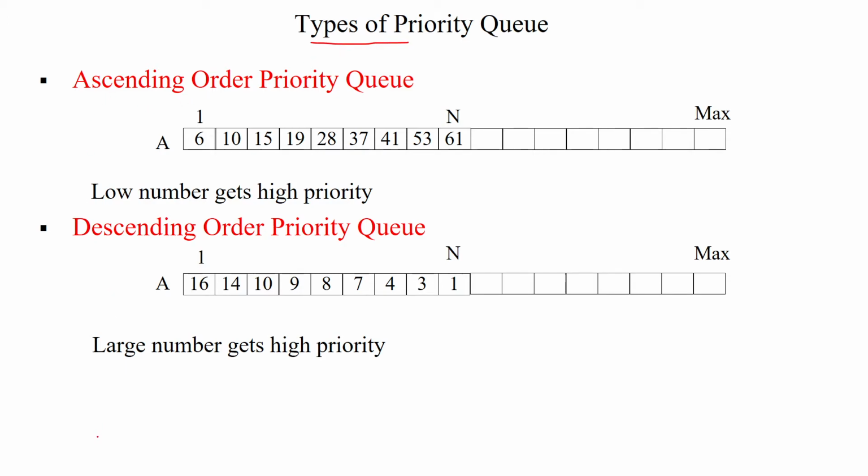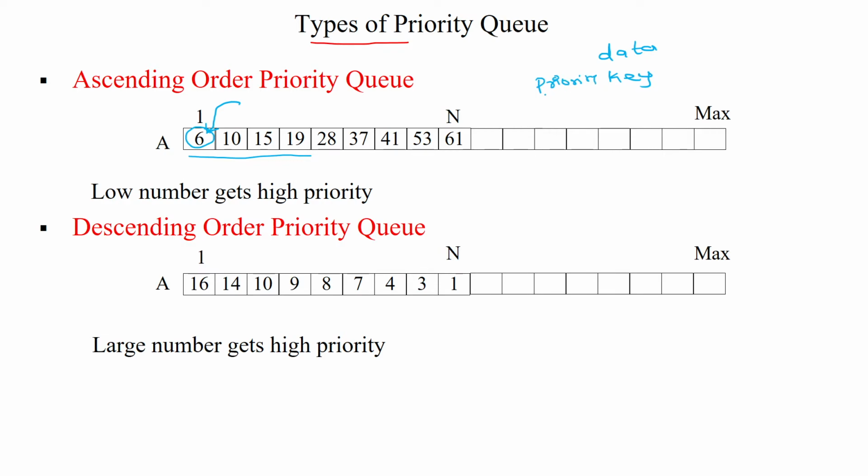Ascending order priority queue. In the ascending order priority queue, the values will be arranged in ascending order based on the priority key. Again, here the value itself is acting as a priority key, this 6 itself is data, and also acting as a priority key. So this data is playing a dual role, which is the data and also the priority key.